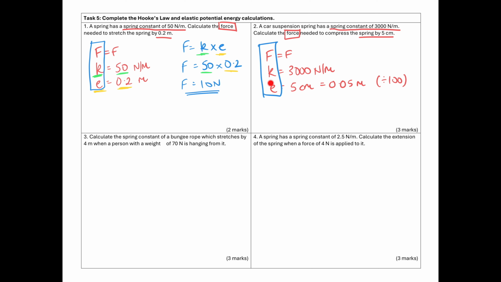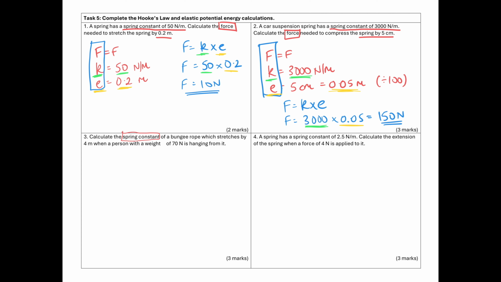Next, again, we need to choose an equation that we're going to use. So force equals spring constant times extension. Rather than K, we can write 3000. And as a reminder, our extension is the 0.05 that we've converted into metres from centimetres, 150 newtons.